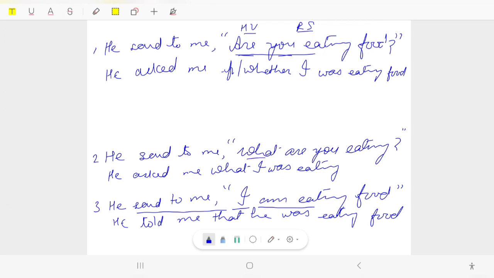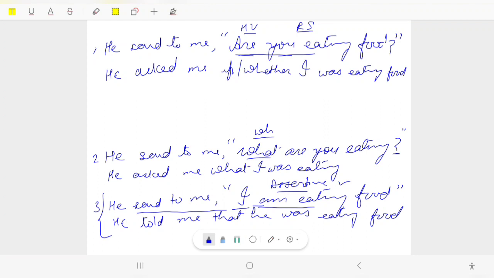Have a look at example number 2. "What are you eating?" This is also an interrogative sentence. A question mark is given, and it is beginning with a WH word. Look at example number 3. "I am eating food." This is an assertive sentence. So till now we were discussing assertive sentences. Assertive sentences means those sentences which say something or deny something. For example, "I am eating food," or "I am not eating food." All affirmative and negative sentences are called assertive sentences.